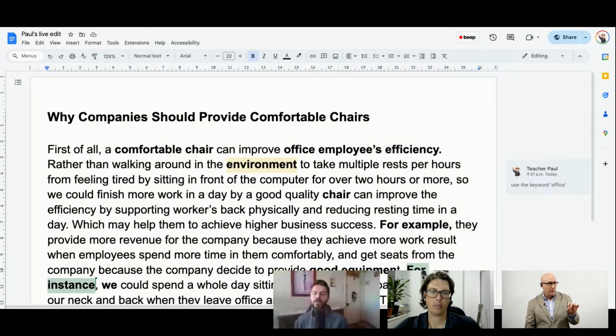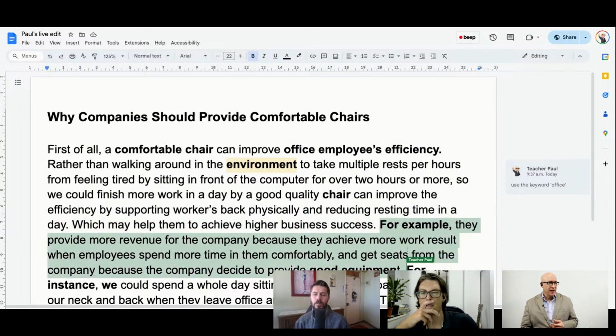And if you see what they have here, we have a sentence preceding the example that says, which may help them to achieve higher business success. Higher business success is a bit abstract, right? It's conceptual. So an example would help. Maybe some numbers or data, productivity data. But instead, they introduce an example which is actually just more abstract explanation, right? They provide more revenue for the company because they achieve more work result. That's not an example. That's more abstraction, more concept.